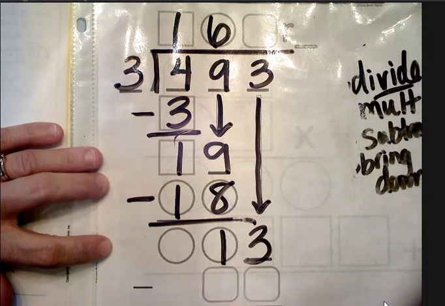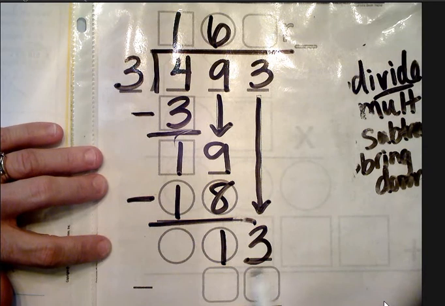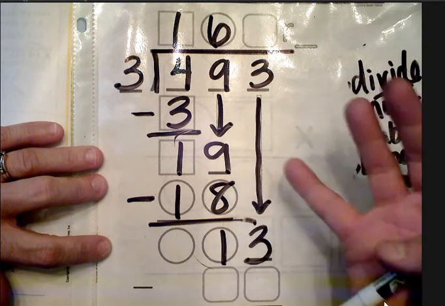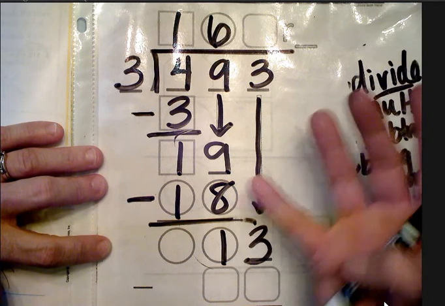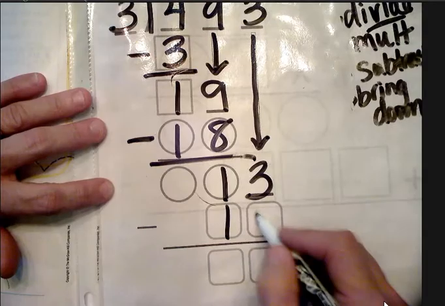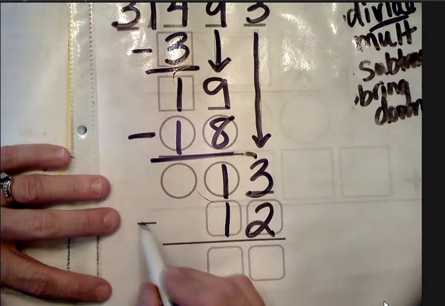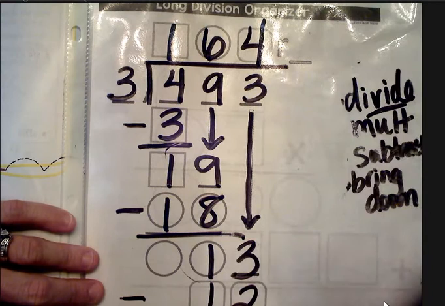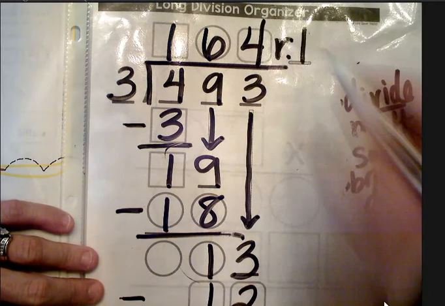How many times does 3 go into 13? Well, it doesn't go in evenly. 13 is not a multiple of 3. But let's see. 3, 6, 9, 12. What about 5? That's 15. That's too big. So 4. 4 times 3, we multiply, is 12. Now we subtract. 13 minus 12 is 1. There's nothing left to bring down, so I have a remainder of 1.